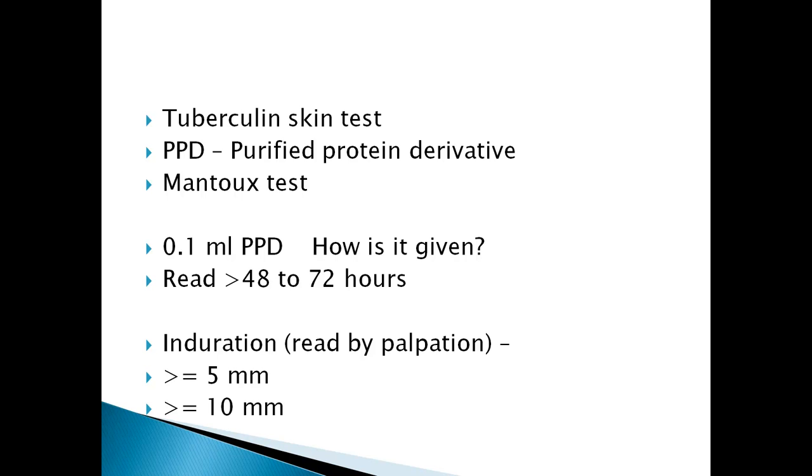So if you're less than 5 millimeters on an induration, that is a negative test, unless you have HIV, AIDS, or an immunocompromised disease, cancer. You could be taking chemotherapy, radiation, other diseases, then that could be a positive result for them and further testing would need to be done. If it's equal or greater than 10 millimeters, then that would be positive for a normal patient without immunocompromised issues.